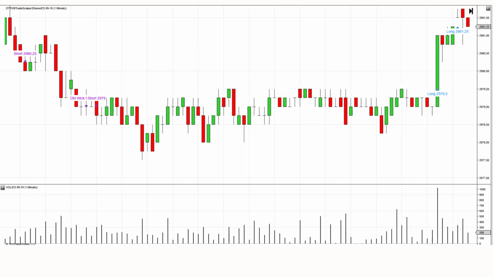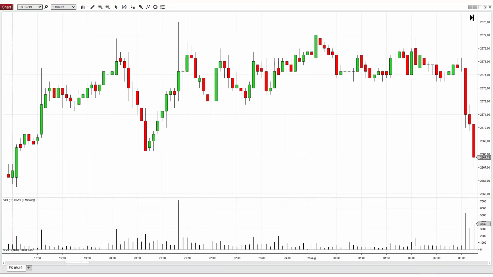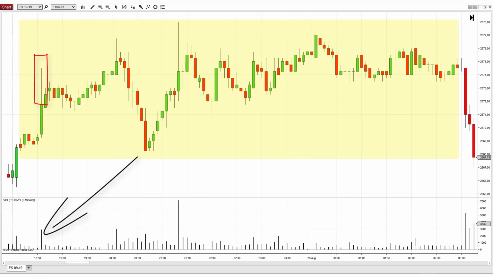In real trading, on the other hand, things are not always going to be as clear-cut. If we go back to the 5-minute E-mini S&P 500 futures chart, you see that we have this area of consolidation. This is somewhat of a range. The market tries to move upwards here, but you see the volume here coming in, pushing the market down, resulting in this huge wick.